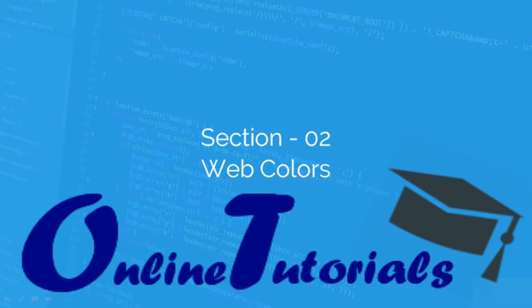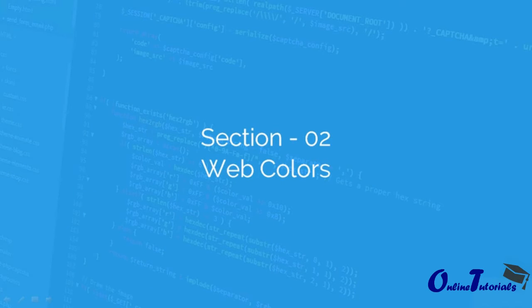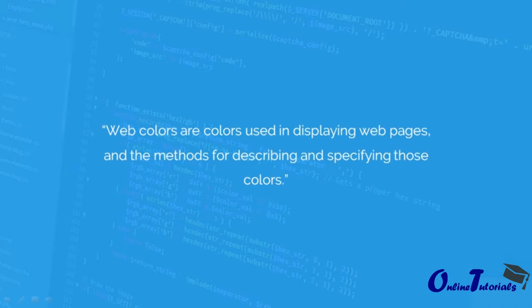In this lecture, I am going to give you a brief about web colors, and I will show you how to choose a pleasing color scheme. By Wikipedia definition, web colors are colors used to display web elements on a web page, and methods for describing and specifying colors. It is very important to choose a good color combination for a web design.